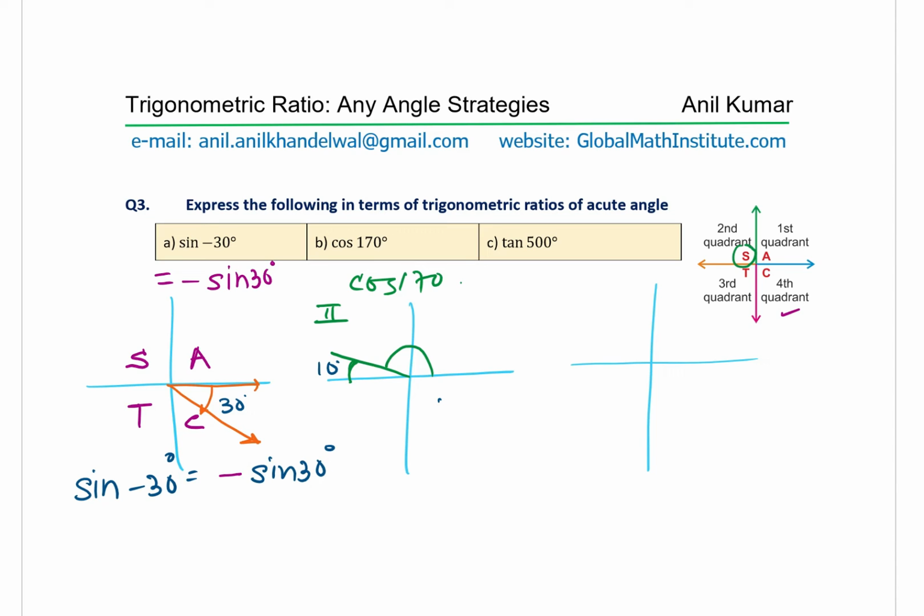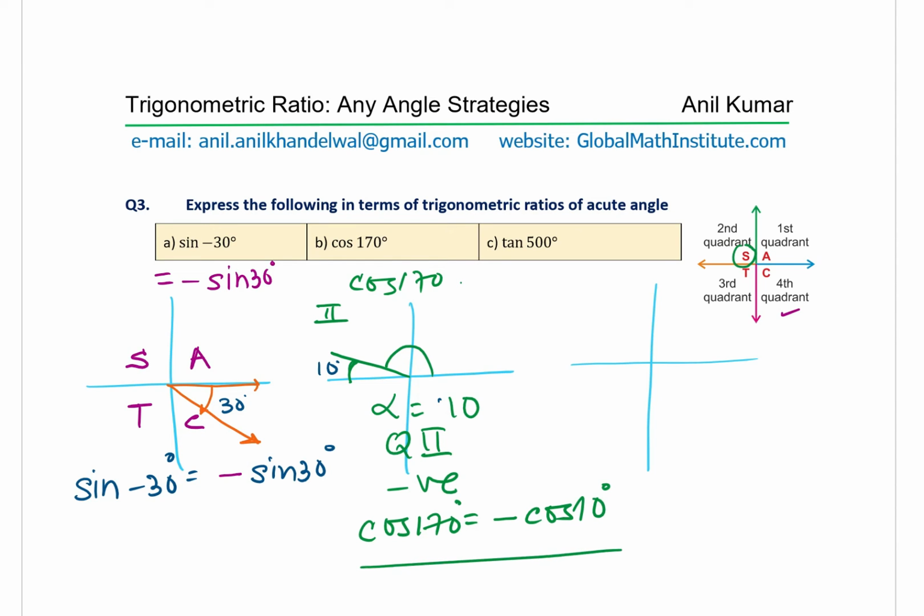Now, in this particular case, you know that the acute angle alpha is equal to 10 degrees. You are in quadrant 2 and therefore cosine is negative. And so we can write down cos of 170 degrees equals negative cos of 10 degrees, which is the related acute angle alpha. Is that clear to you? Now let's take the last example, which is tan of 500 degrees.